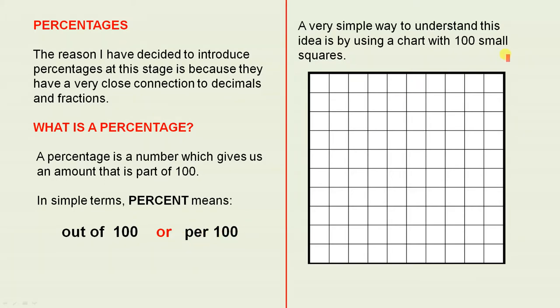A very simple way to understand this idea is by using a chart with 100 small squares. So here's a chart which is 10 squares that way and 10 squares this way. So altogether there are 100 squares and they're all the same size. Now let's see how we can use this chart on the next slide to gain a greater understanding of percentages.